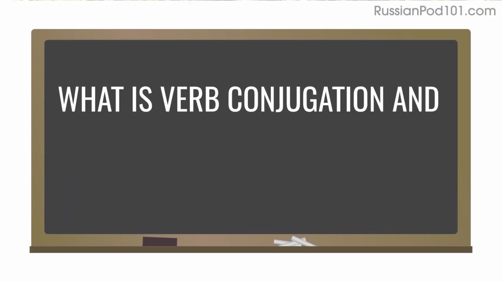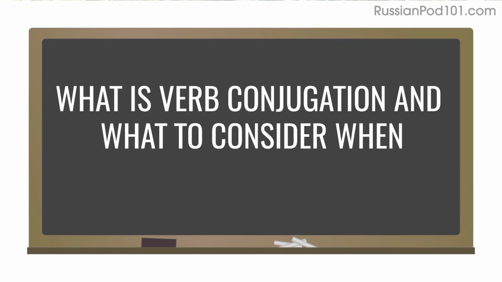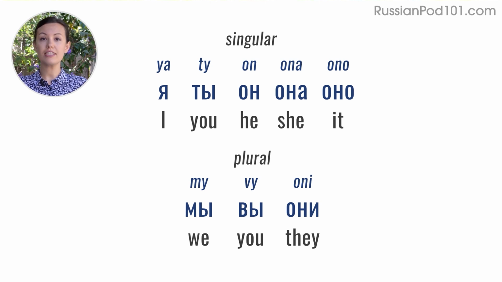The question for this lesson is, what is verb conjugation and what to consider when conjugating a verb? Verb conjugation is a change in the form of the verb depending on the number and person.